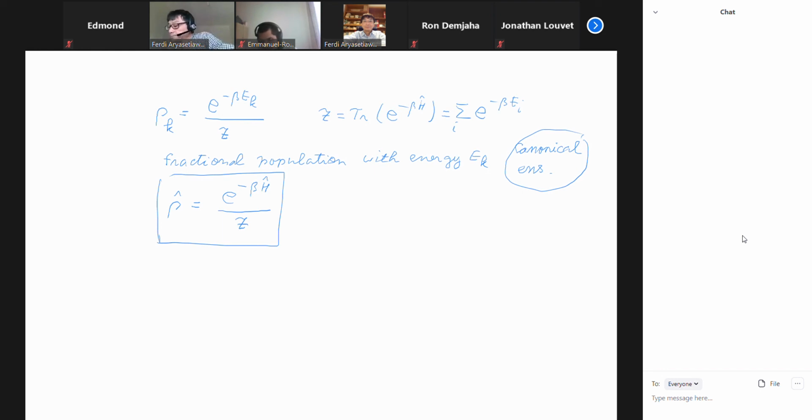So let's work out some example. Let's consider the ensemble average of an observable corresponding to an operator A, let's say. So then the ensemble average is given by the trace of rho A, according to the general formula. Then it's given by 1 upon Z, sum over k of e to the minus beta E_k.